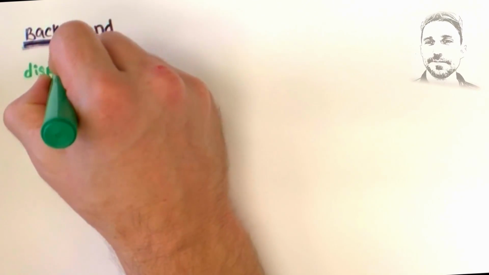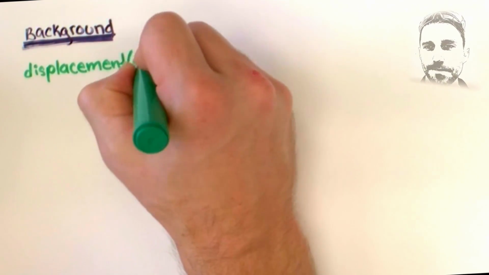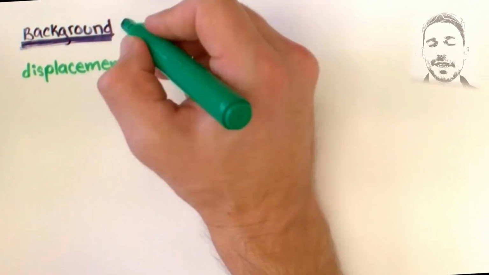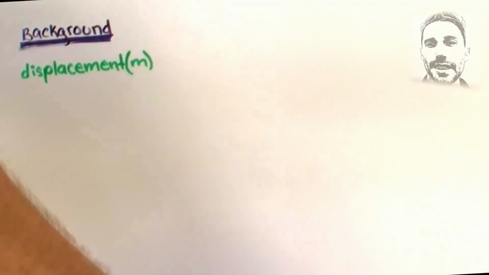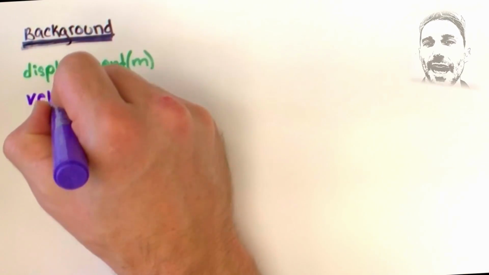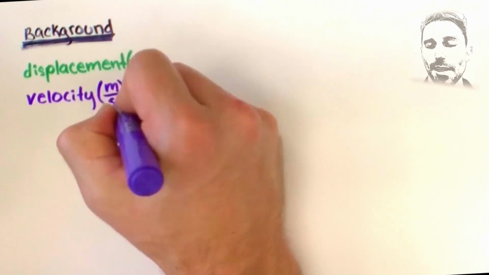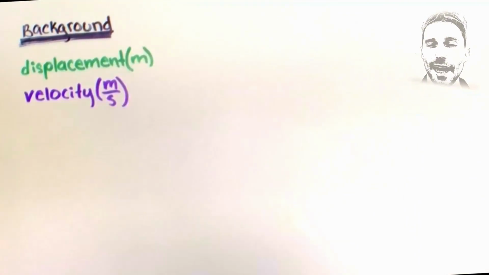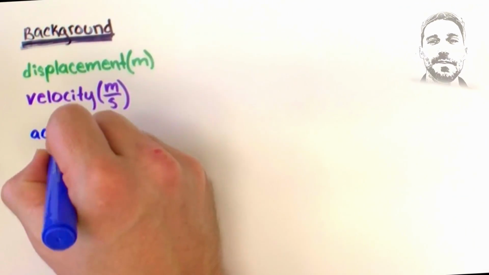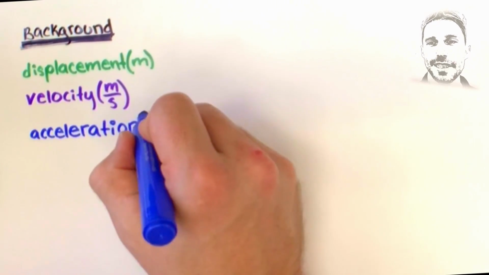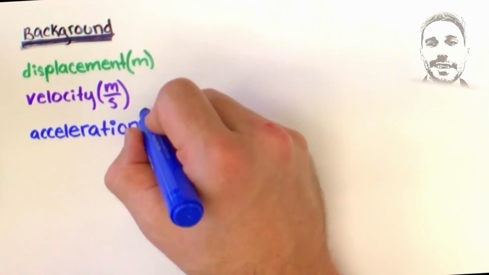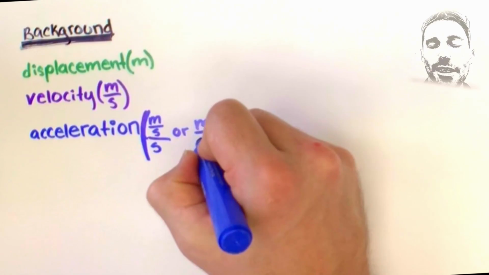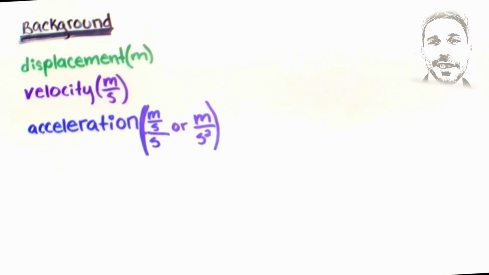So green, I'm going to do for displacement. But we have three key things we're going to be looking at. Displacement, and then we're looking at velocity. That's going to be purple. And displacement's units was meters. We'll use that as an example. Velocity is going to be meters per second. And acceleration we'll do in blue, and that's going to be meters per second squared.